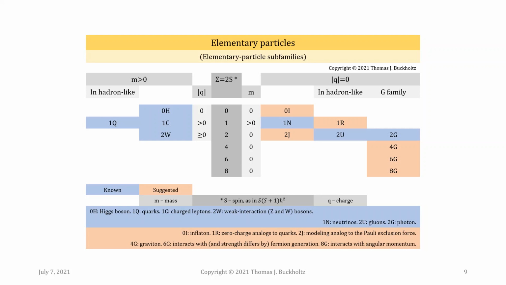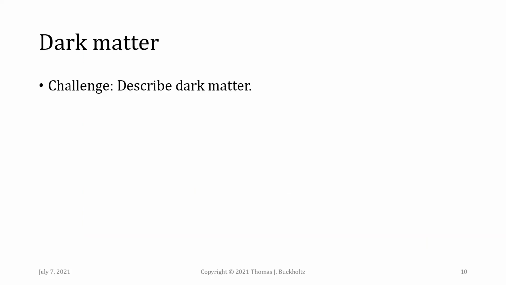In the 2J subfamily, the J particle would have spin 1 and 0 mass. One of its roles might associate with the Pauli exclusion force, which prevents pairs of fermions from occupying identical states. Regarding the G family, my work suggests not only a graviton, but also a spin 3 particle and a spin 4 particle. My work suggests a description for dark matter.